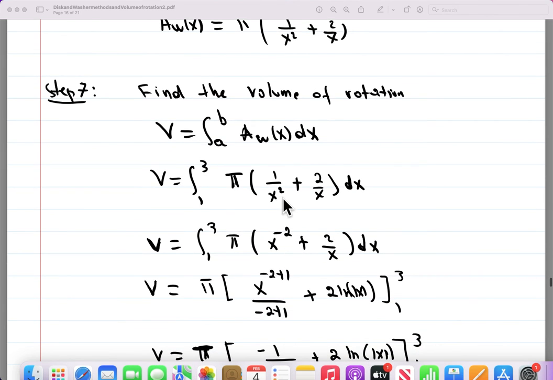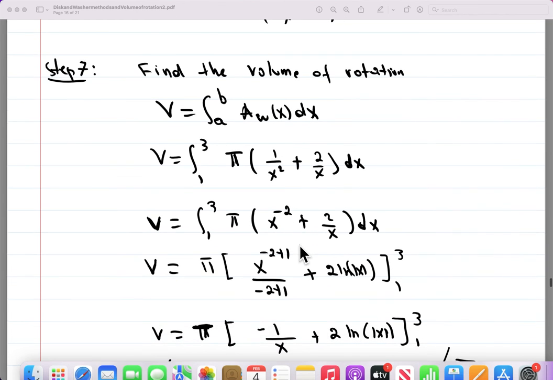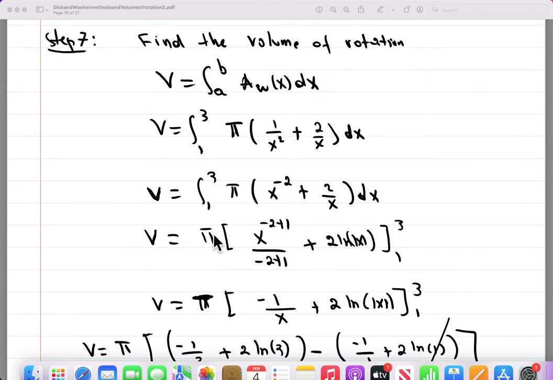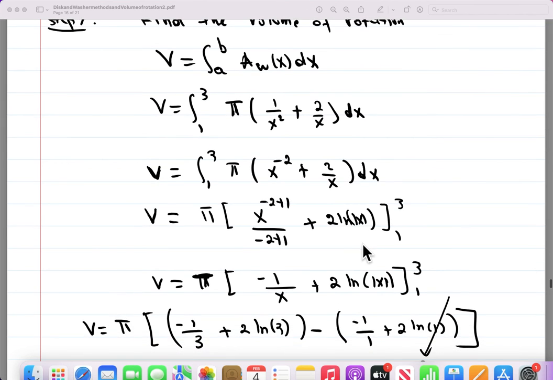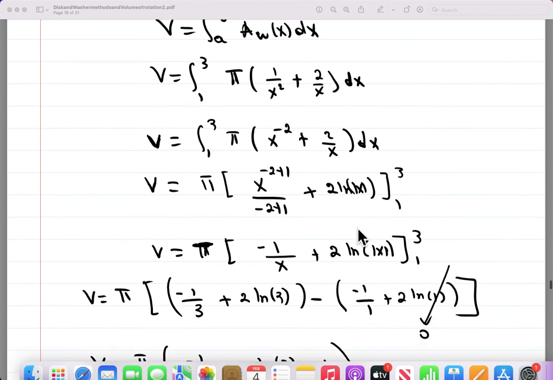So with 1 over x squared, we cannot integrate it like that. We have to express it as x raised to -2. And then pi is a constant. We're going to factor out pi and then integrate x raised to -2 just by adding 1 to -2 and then dividing by -2 plus 1. Plus 2 is a number. Then you integrate 1 over x, which is the natural log of absolute value of x. And when you get this expression, you will have to evaluate it at 1 and 3.